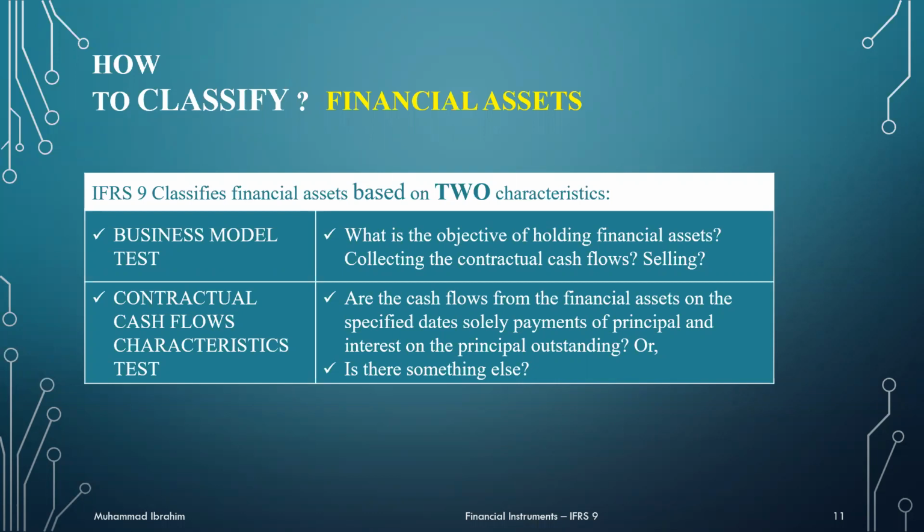The other characteristic IFRS 9 tells you about is how your contractual cash flows are. Are the cash flows from the financial asset on specified dates solely payments of principal and interest on the principal outstanding, or is there something else? For example, you have a lease receivable, which gives you interest on specific dates, or payments of principal on specific dates, like quarterly, half yearly, or yearly. So you need to understand your cash flow characteristics. Do you receive the cash directly at the end, or receive some interest payments at specified dates, or is there something else, or is the cash flow only the cash which you receive after selling that financial asset? You need to understand these two characteristics before classifying any financial asset.